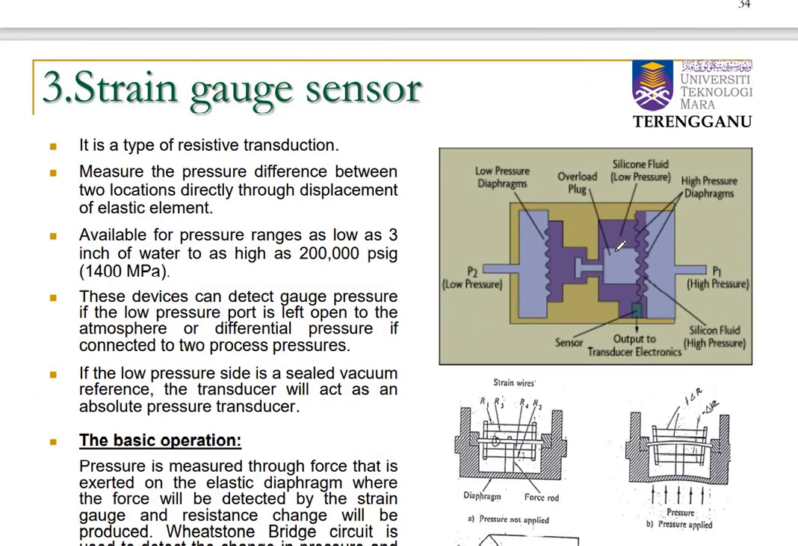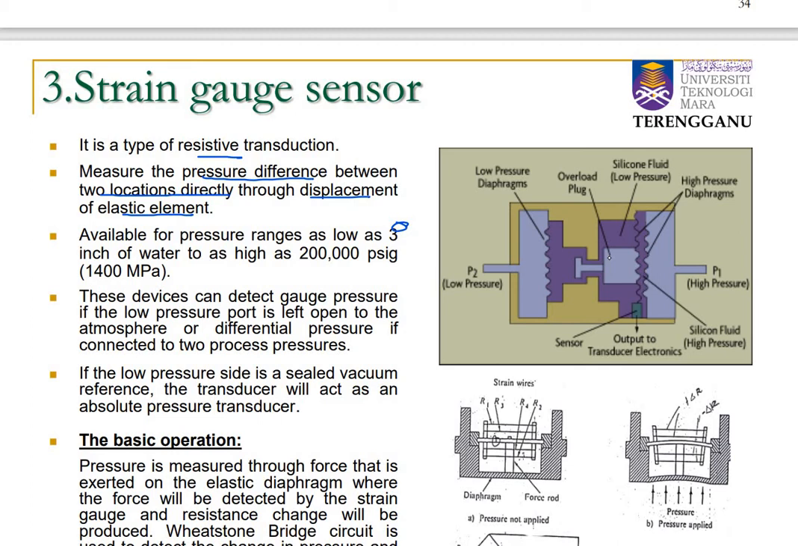So the last type of pressure measuring device is the strain gauge sensor. This strain gauge sensor is a resistive transduction type. Okay, it will measure the pressure difference between two locations directly through displacement of an elastic element. So this type of sensor is available for pressure range as low as 3 inches of water to as high as 200,000 psig. It's around 1,400 MPa.